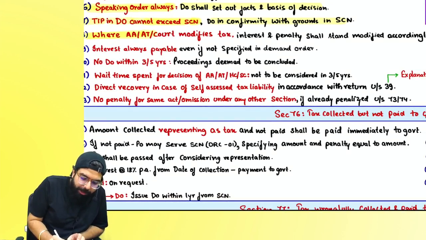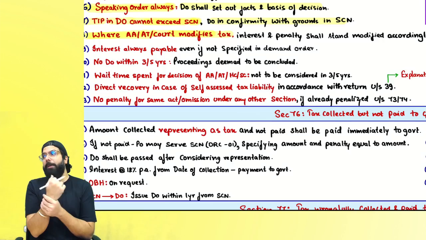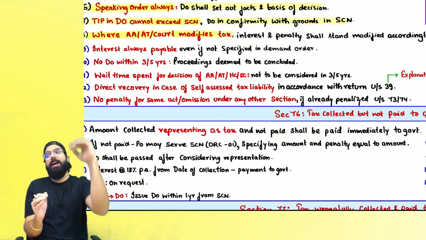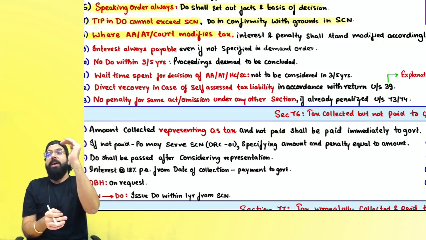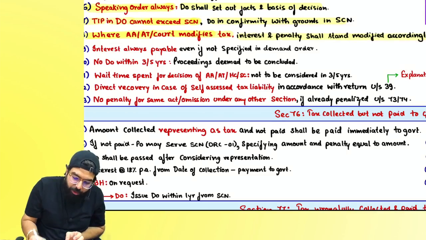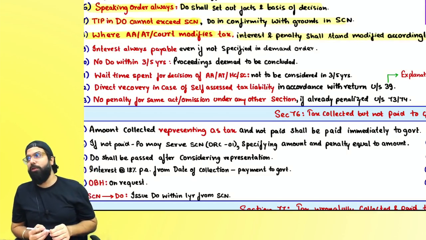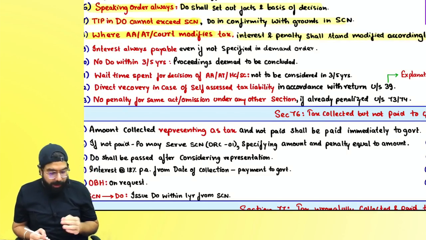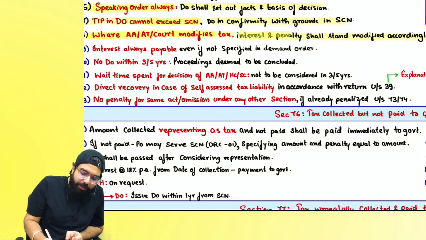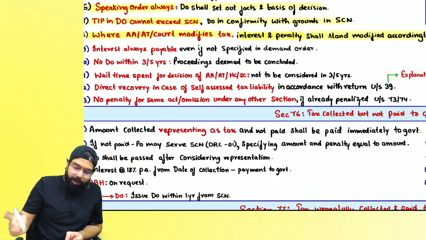Where the appellate authority, appellate tribunal or court modifies tax, then always remember, if you went to the appellate authority, appellate tribunal, high court, and they modified the tax: if they increase the tax, then interest and penalty also get increased. If they reduce the tax, then sir, interest and penalty will also get reduced. So wherever the appellate authority, appellate tribunal, high court, supreme court modified the tax, always remember interest and penalty shall stand modified.